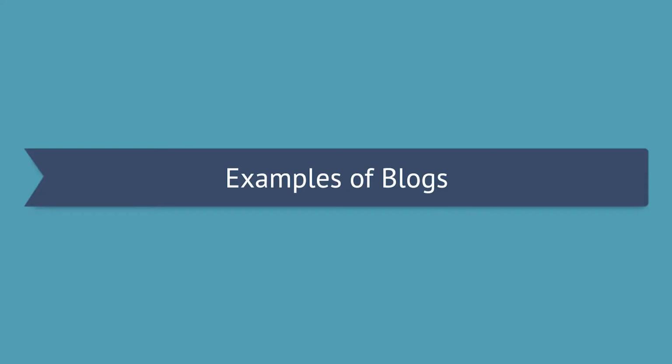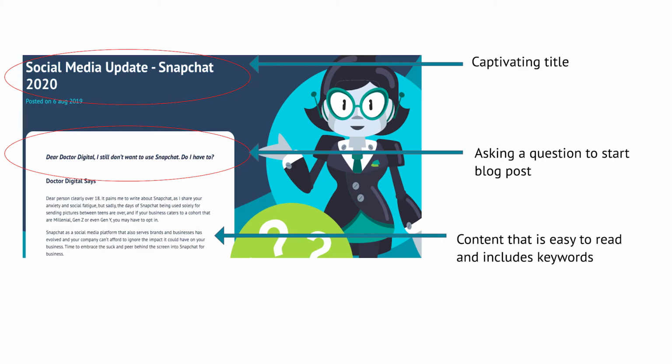So now we have some examples of blogs. The first one is looking at how you can create a captivating title. We've then got asking a question in a blog post. Dr. Digital is our blog post on the Digital Ready website, and a lot of our blog posts start with a question and then Dr. Digital answers them. That's a really great way to create a topic and then answer specifically to that topic in our blog post.